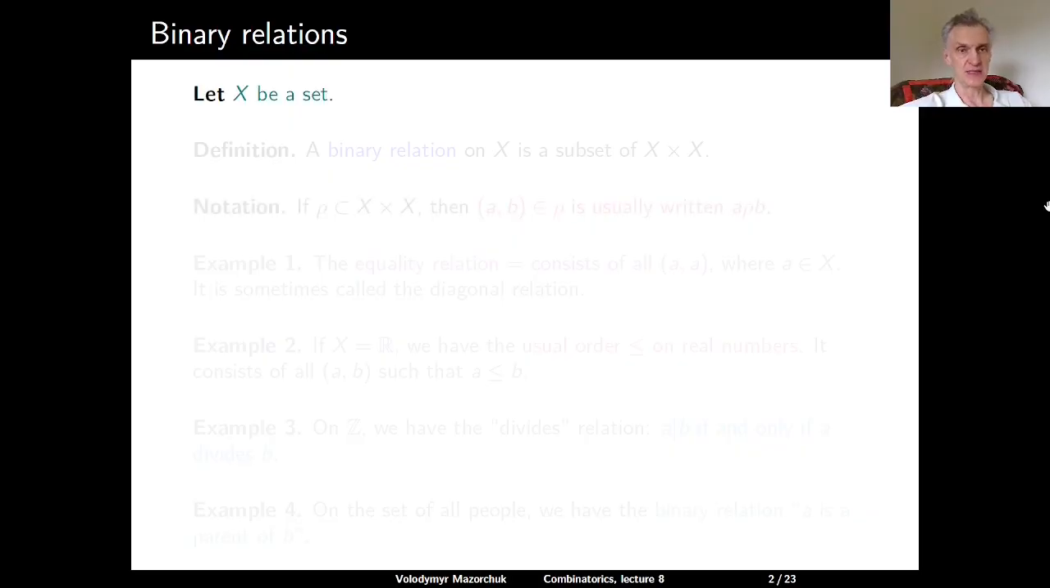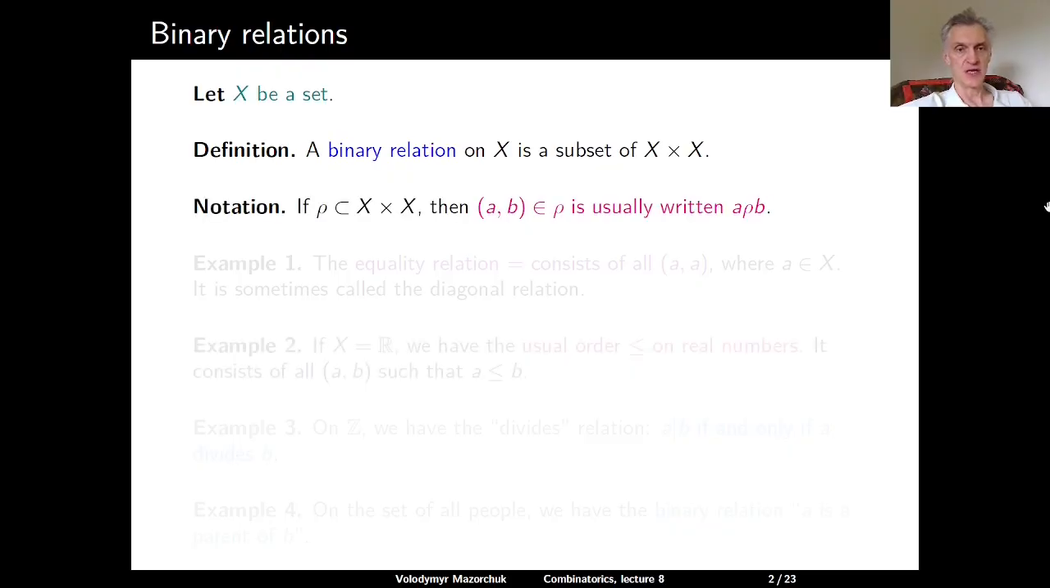So let X be a set. Definition: a binary relation on X is a subset of the Cartesian square of X. Which means that a binary relation consists of pairs of elements of X. Notation: if we have a subset rho of X times X, then the fact that the pair A, B belongs to rho is usually written as A rho B.